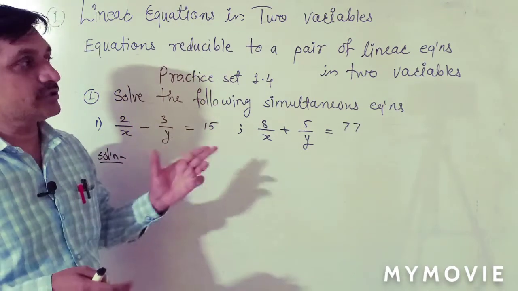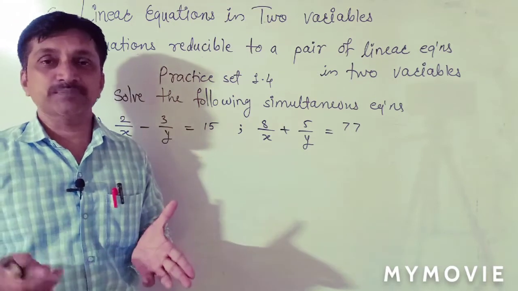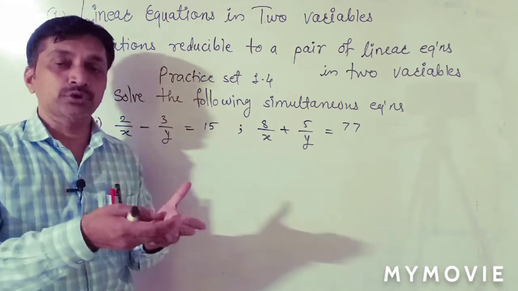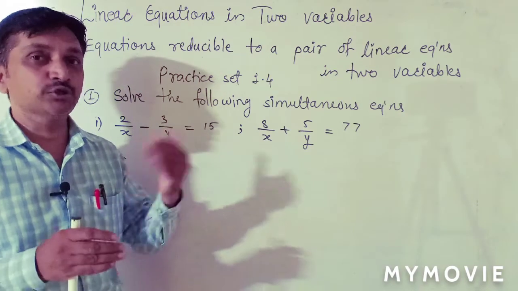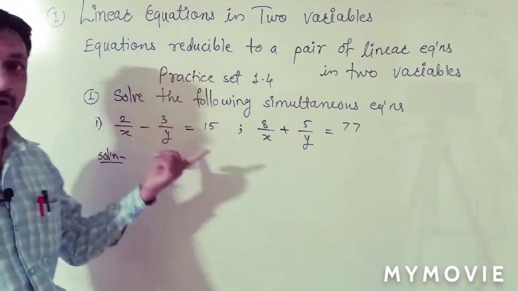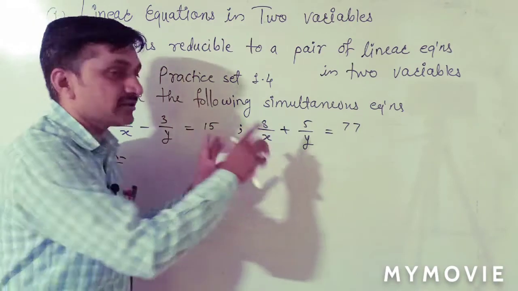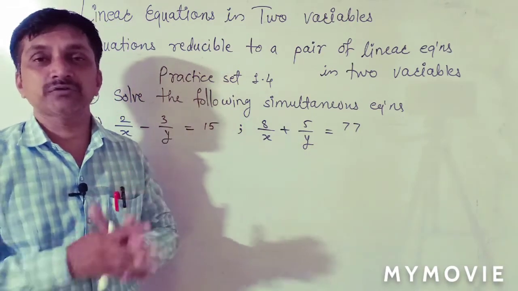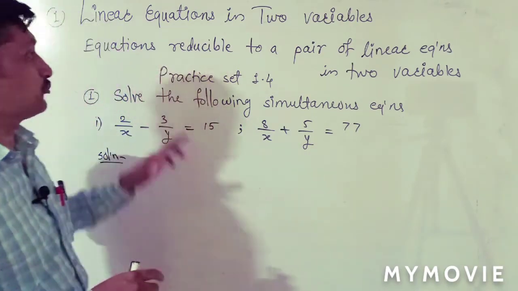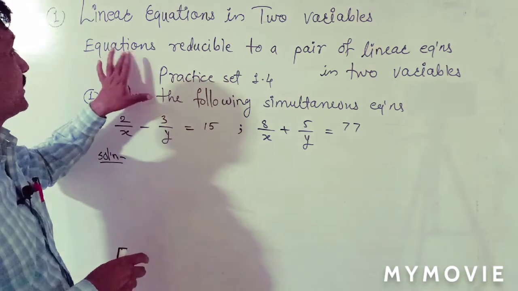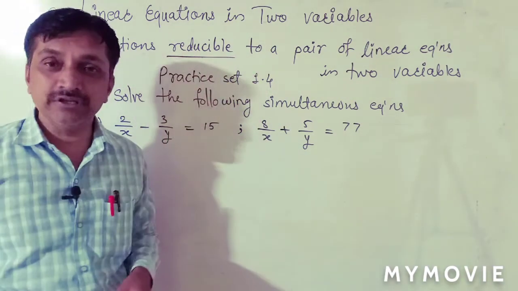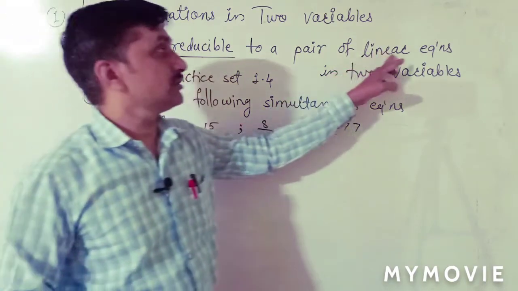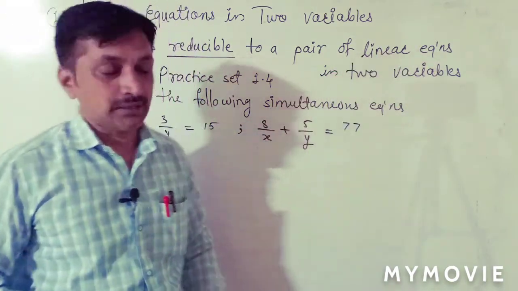Because the standard form of a linear equation in two variables is ax plus by plus c is equal to 0, or ax plus by is equal to c. x and y variables are in the numerator. That is the standard form. But here x and y are in the denominator. That's why these equations are not in standard form and that's why we have to reduce them, or we can say convert these two equations into linear equations.